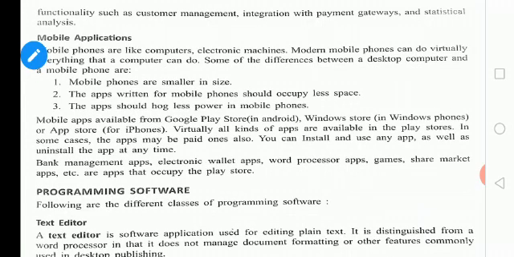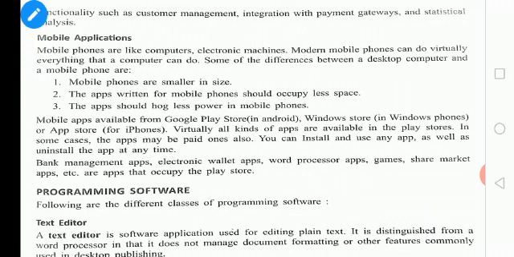Again, mobile applications. What are mobile applications? Mobile phones, like computers and electronic machines, everything. Nowadays everybody is using mobile phones. They can do virtually everything that a computer can do. We can say that it is a small computer in our palm, isn't it? Some of the differences between a desktop computer and a mobile phone are given here.